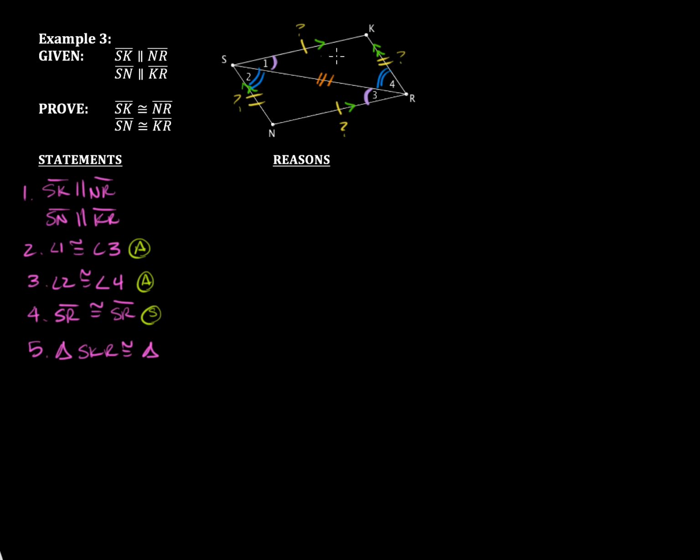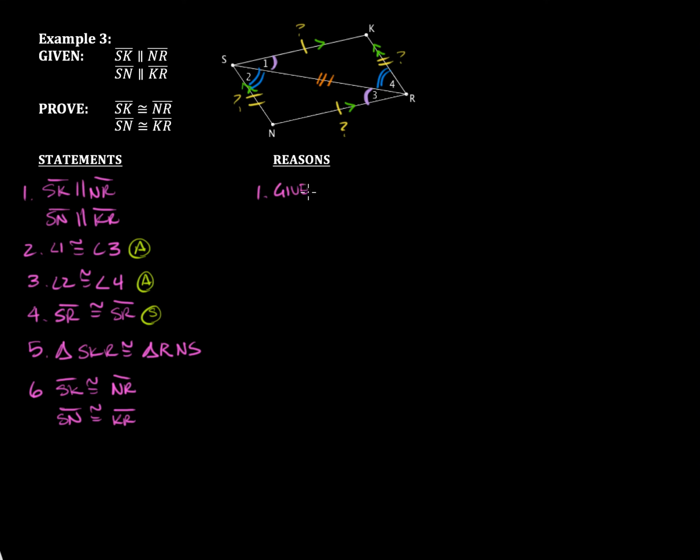So S on the top triangle corresponds to R on the bottom triangle because S is the vertex for angle 1 is congruent to angle 3, R is the vertex of angle 3, so S and R correspond to each other. So triangle SKR is congruent to triangle RNS. And then once I said that, I can say that SK is congruent to NR and that SN is congruent to KR. So let's fill in the reasons here.